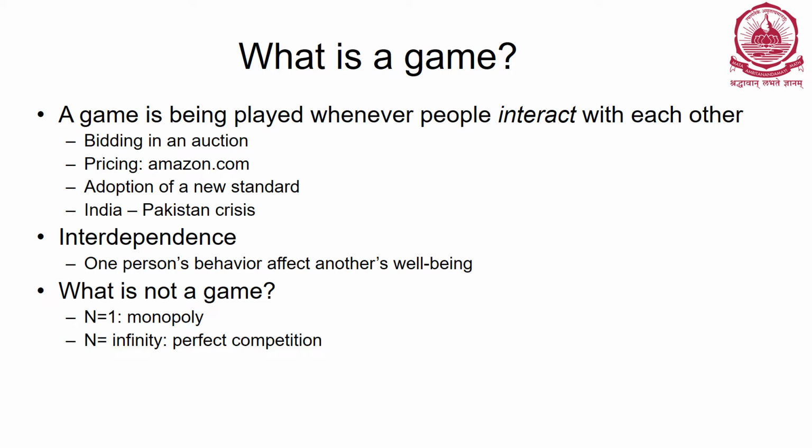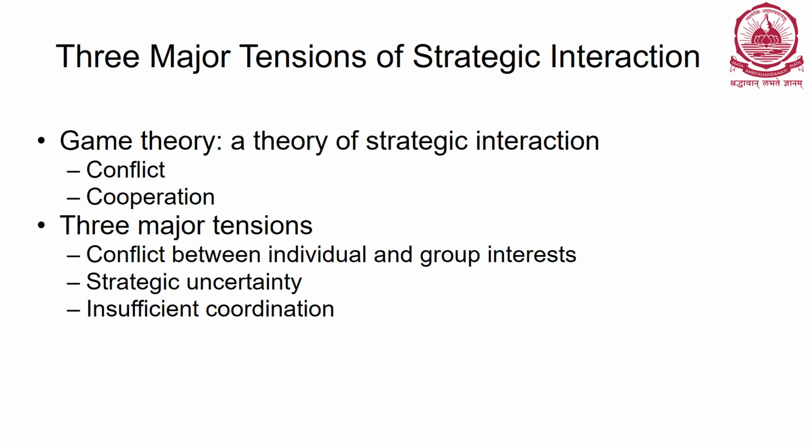So, what is not a game? If it is a monopoly, where the number of players is a single person, we don't treat that as a game. Similarly, if we do not even know how many players there are, if the players are infinite, it's a perfect, huge competition, so we don't treat that as a game. So a game needs a finite number of players, a minimum of 2, at least 2 players, and any number, but it is finite.